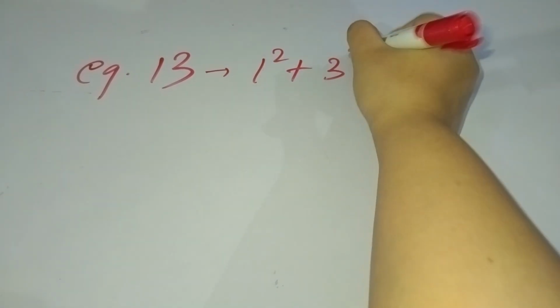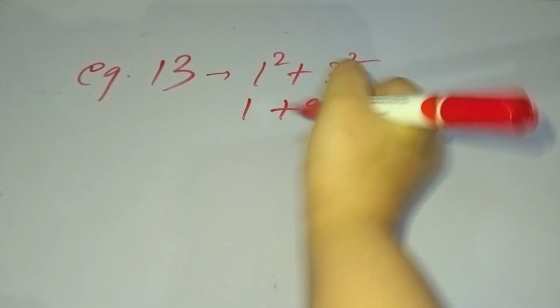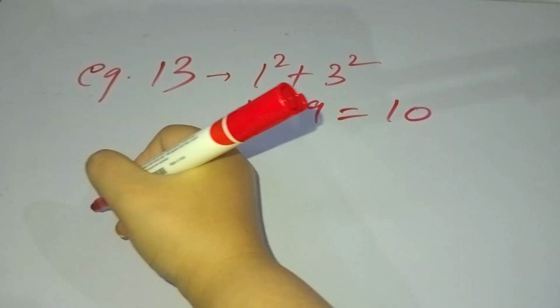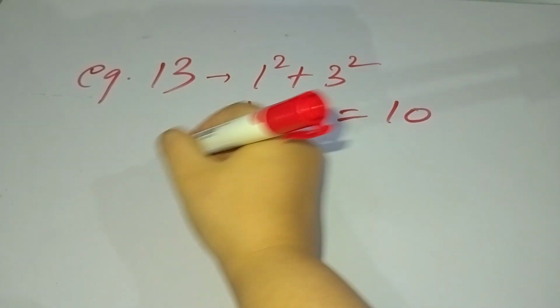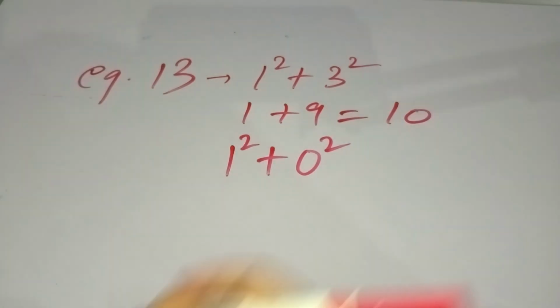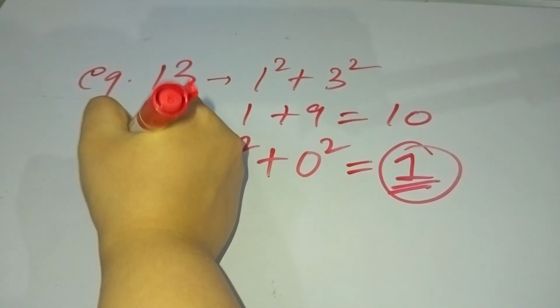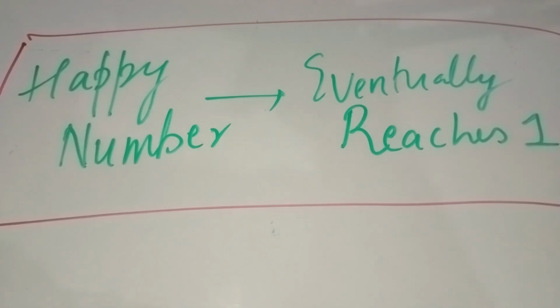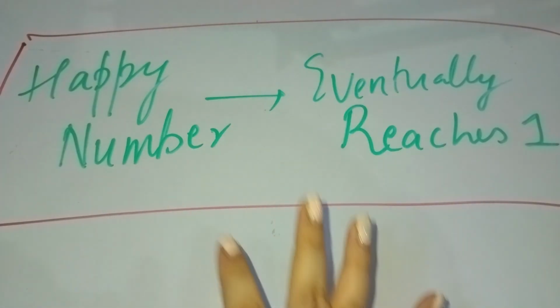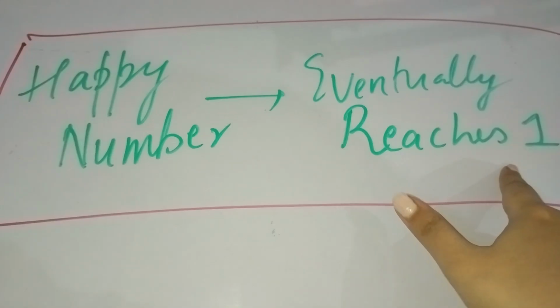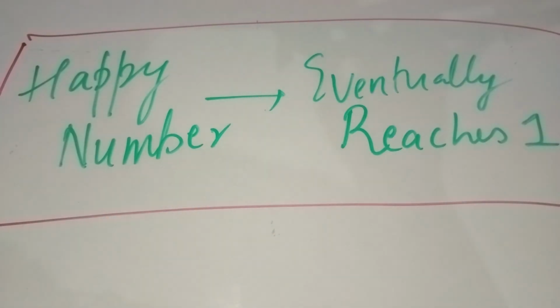Now let's take one more example, that is 13. So 1 square plus 3 square. 1 square is 1, 3 square is 9. So we got 10. Now 1 square plus 0 square. Eventually we reached 1. So 13 is also a happy number. So we can say that after repeating the same process, if we eventually reach 1, the number is a happy number. But what happens when the number does not reach 1?